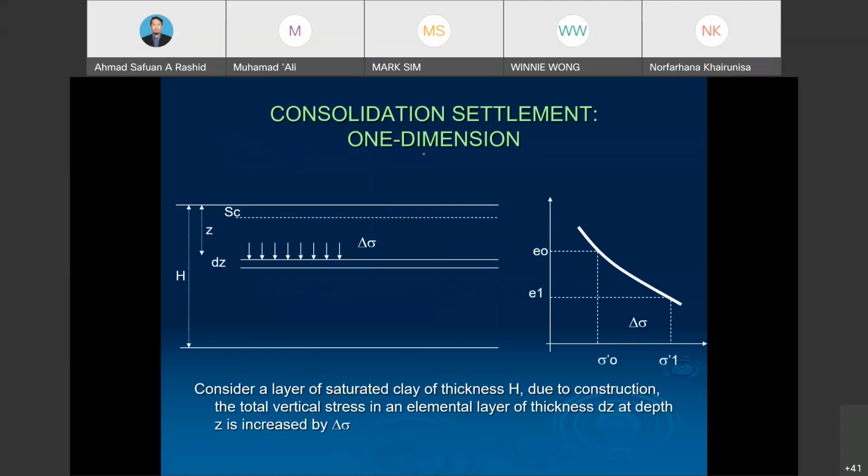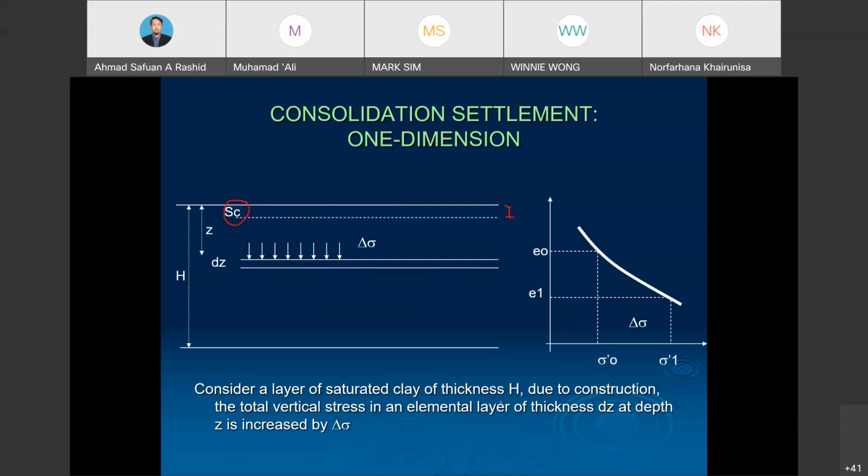Okay, consolidation settlement, one dimension. Imagine this is the thickness of the clay layer. Then we apply a load, so definitely there will be a settlement. They call it SC.